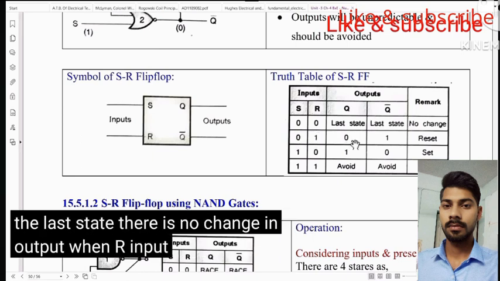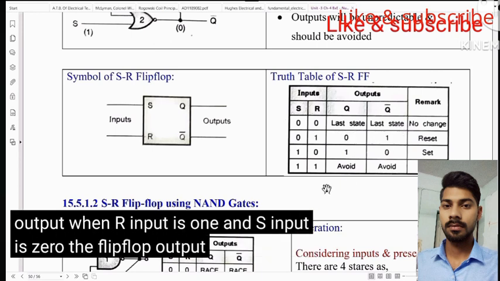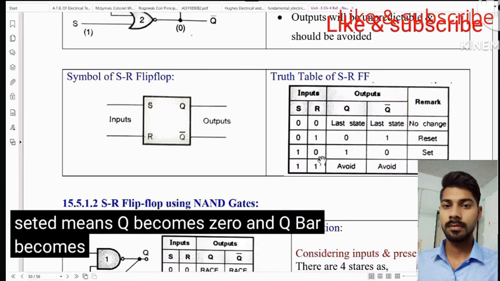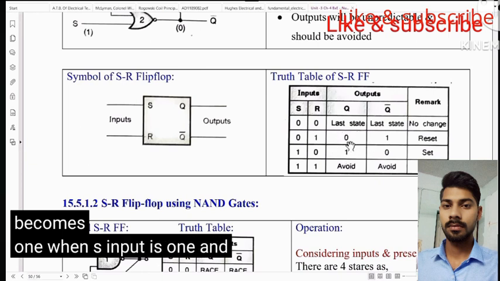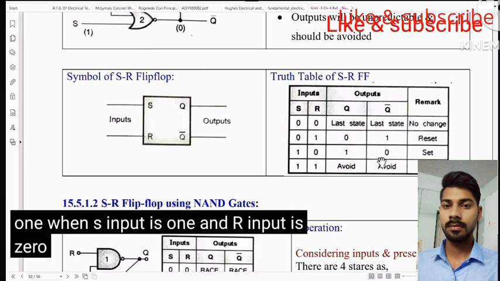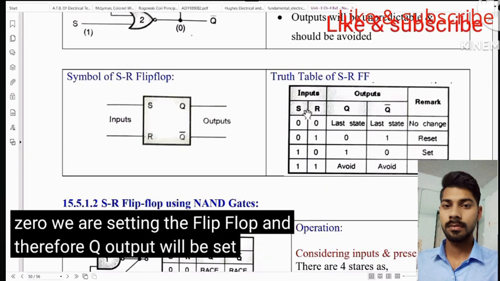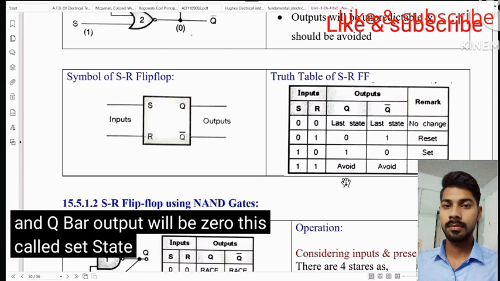When R input is 1 and S input is 0, the flip-flop output will be reset, meaning Q becomes 0 and Q bar becomes 1. When S input is 1 and R input is 0, we are setting the flip-flop, and therefore Q output will be set to 1 and Q bar output will be 0. This is called the set state.